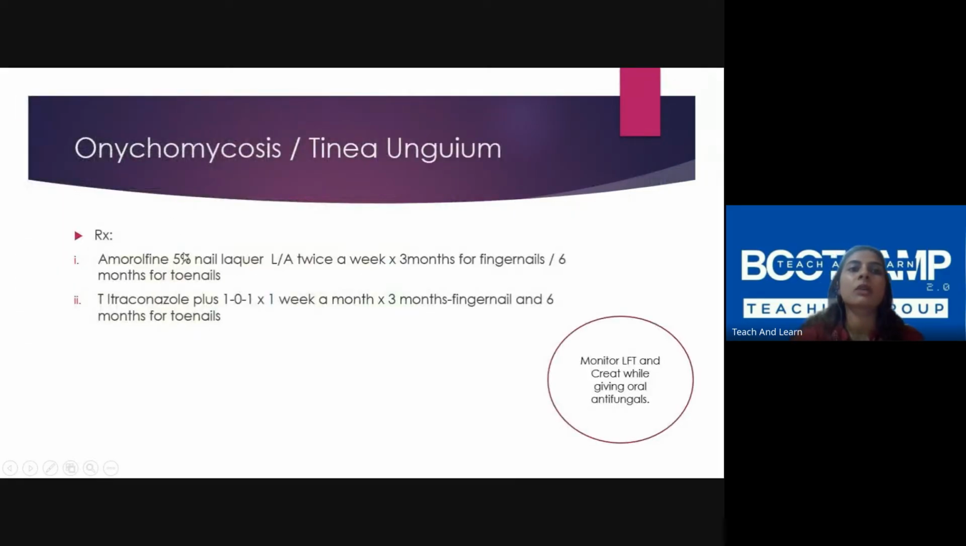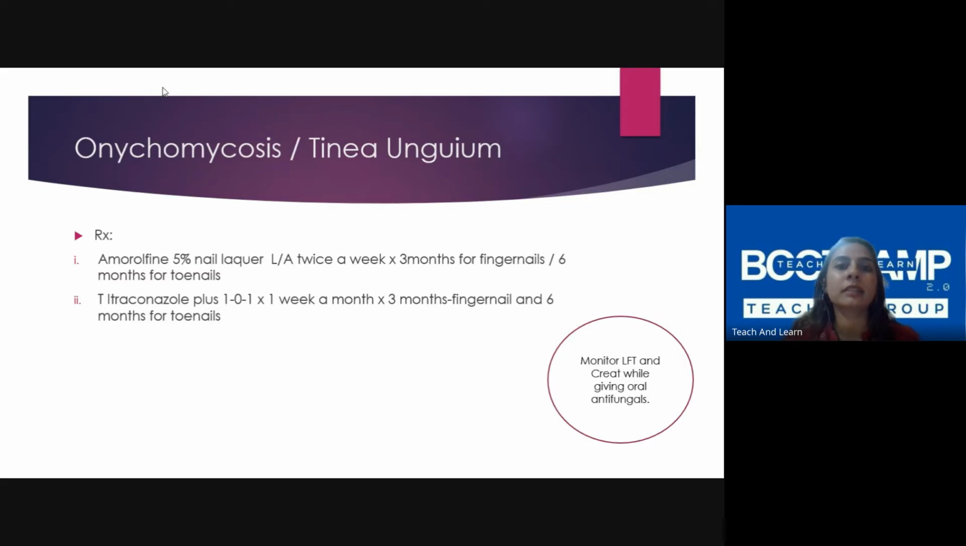What is this? This is Onychomycosis or Tinea unguium, which is fungal infection of the nails. Here also, counseling is a very, very important thing, because this is going to take a long time. So tell them that you have to come back and check with review regularly, but it is going to take 3 to 6 months or maybe more than that also. Okay, so you're going to give amorolfine 5% nail lacquer. You're going to give it for local application twice a week.